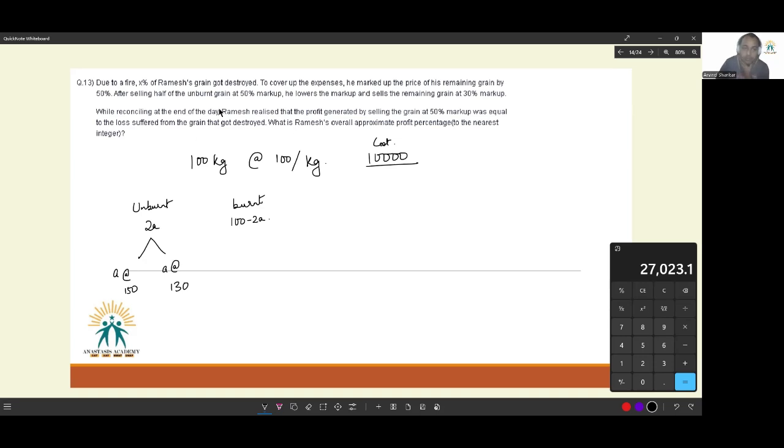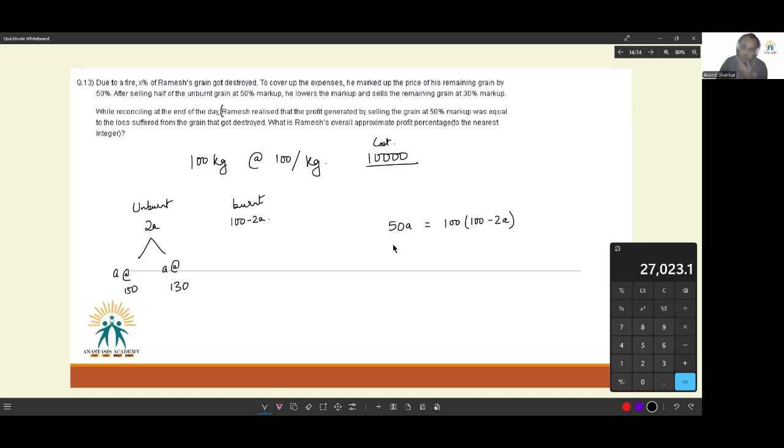Now, this was the fun part. This is the maths part of it. Ramesh realized that the profit generated by selling the grain at 50% markup, for a kg, he sold at 50% markup. The profit here is 50a. This is equal to the loss suffered from the grain that got destroyed. Now, the loss for the grain that got destroyed is the entire cost, 100 per kg of grain that got destroyed. So 100 into 100 minus 2a. This is known to us.